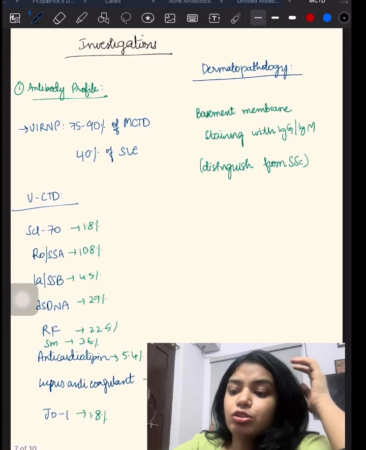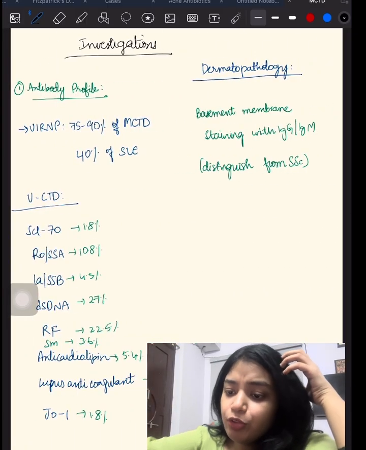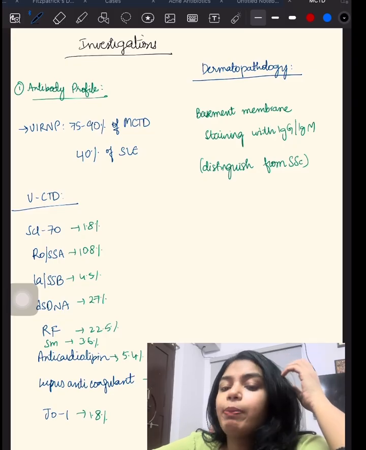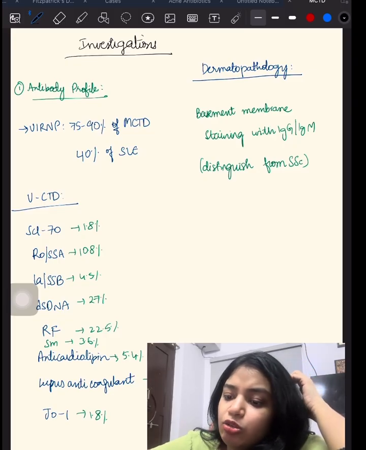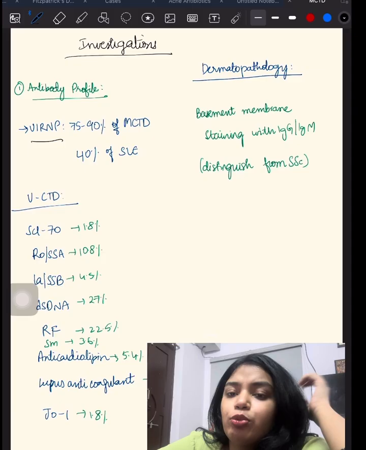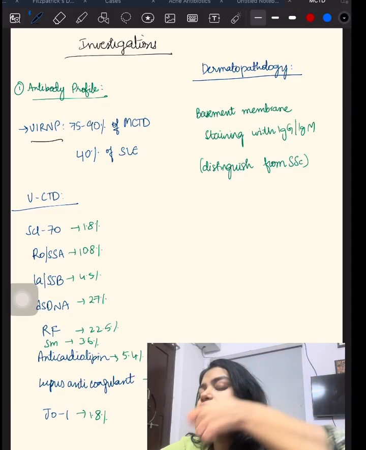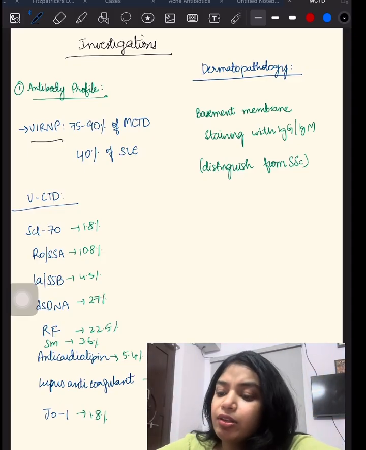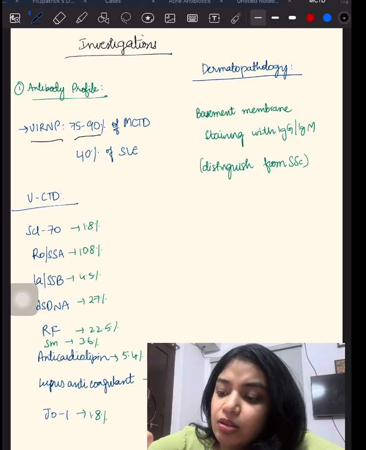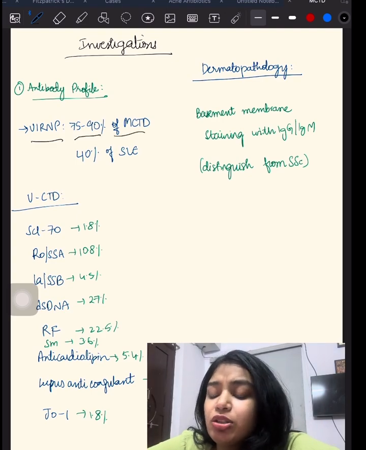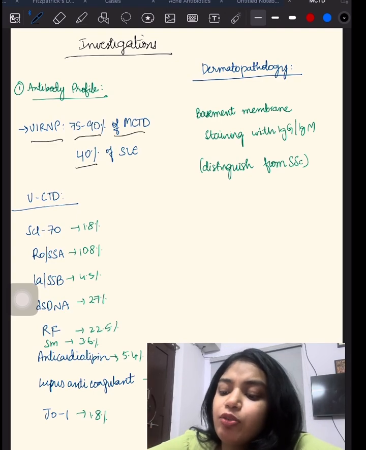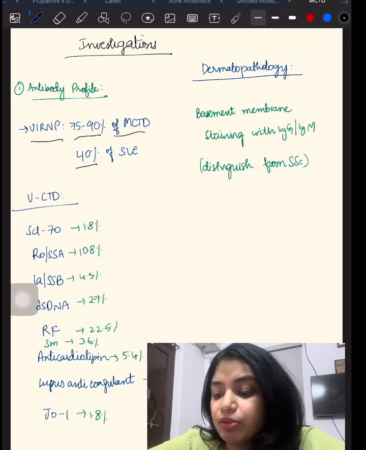Coming to the investigation, what do we want to do? First and foremost, the most important thing, a part of the diagnostic criteria, is U1RNP. Whenever we find U1RNP positive, most likely it is MCTD. 75 to 90% it is present in MCTD patients. However, in about 40% of SLE patients also U1RNP is positive.